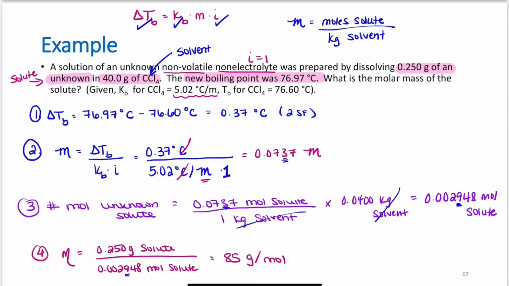Because again, my sig figs were here under the 9. Now, the math process is fine. You need to know how to do the math process, but I also want you to understand, what does this mean? What I did was I took 0.25 grams of an unknown solute. I added it to 40 grams of carbon tetrachloride. I then measured the boiling point of that system. That 0.25 grams of unknown solute caused the boiling point to raise by 0.37 degrees. That 0.25 grams was the equivalent of 0.002948 moles, or 0.0029 moles of solute. That's what caused that difference.